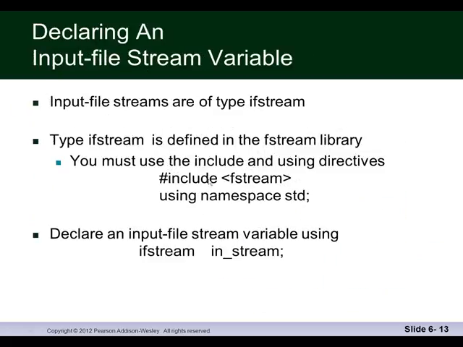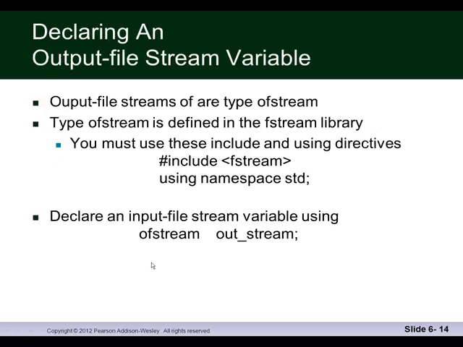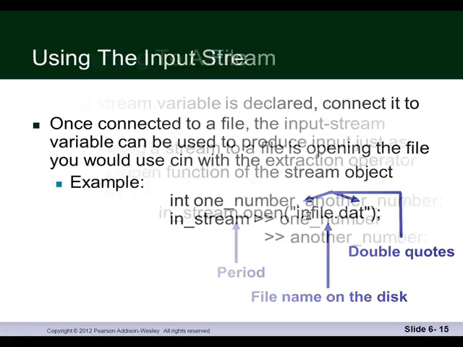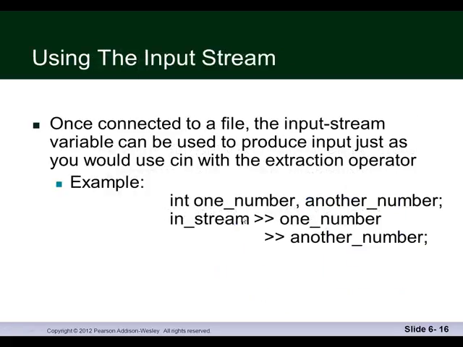So we put the pound include fstream. We created a variable called in stream. That is for the input. We use that in stream to open a file. This is the name of the file, exactly the way it is on my computer. So I'm going to open this file, and when I open this file, I'm going to read from that file.